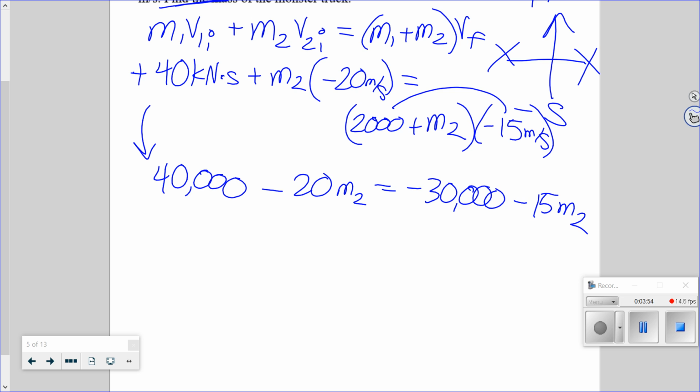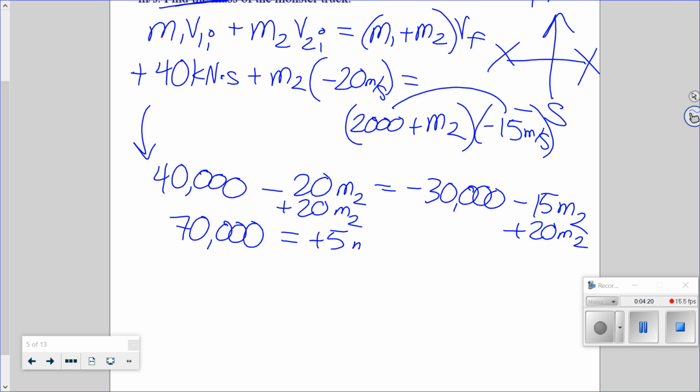Okay, so I can collect terms. I add my 30,000 over here, and I get 70,000 newtons, but it's not the final answer, so I can be lazy and not write it down. And then if I add plus 20, write it down if you need to, plus 20 m2s adds to the other m2s. It's like x's or y's. So that just equals plus 5 times m2. And then you can divide by 5.